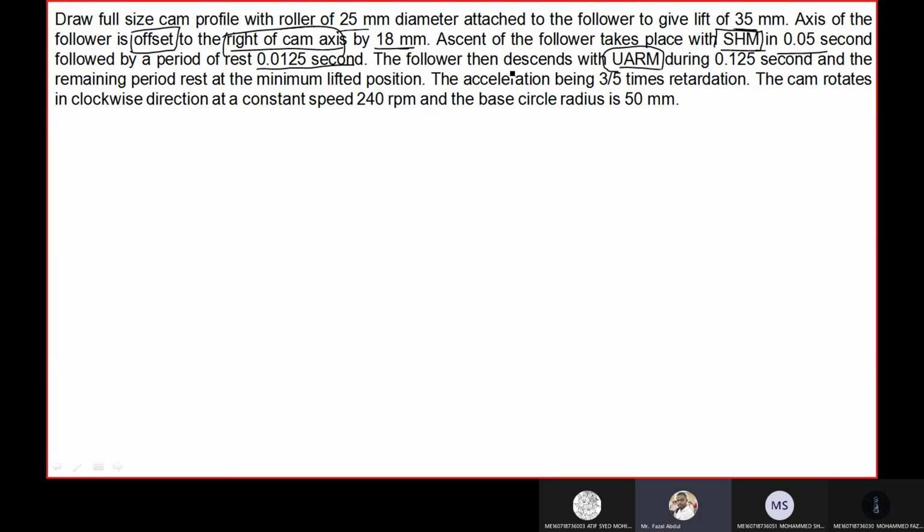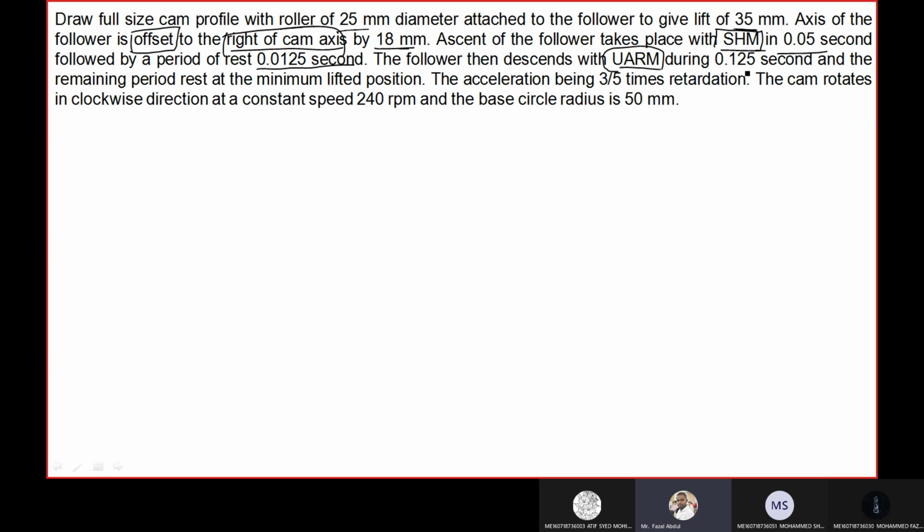So in this type of problem, the displacement diagram contains two types of motion. One is simple harmonic motion, and one is uniform acceleration and retardation. Simple harmonic motion for the first stage, uniform acceleration and retardation for the third stage. First stage means rising period and third stage is the falling period.